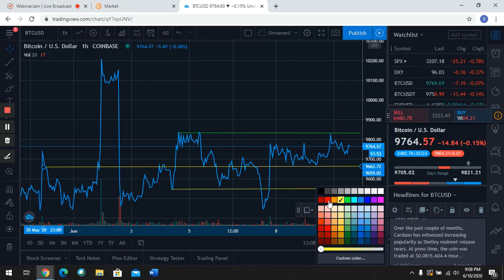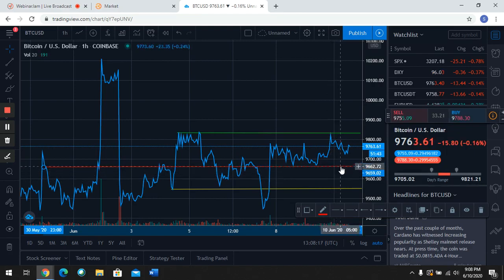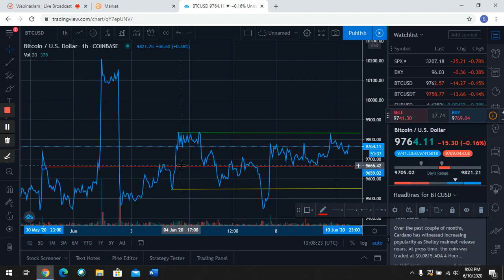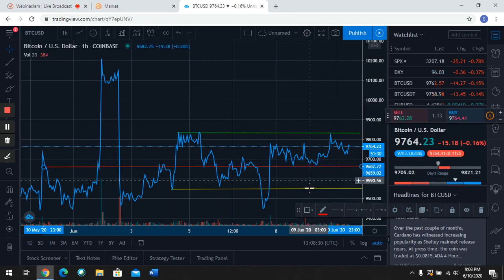Let me change the color. Okay, to red. Okay, so now this is going to be our main support level for a shorter range. All right. So let's take this as our first support level, and this is going to be our second support level now. So why do we have two support levels?